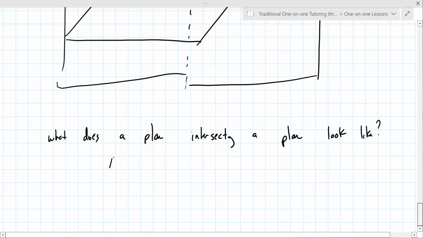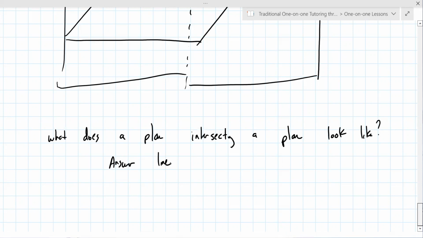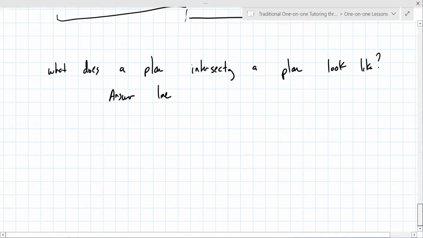Okay, and the answer is it's a line. So a line, and that moves on infinitely. Yes, because planes move on infinitely in each direction. All right. Is there such a thing as a collinear plane? No, it's either coplanar or collinear.